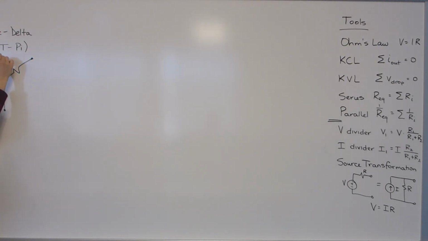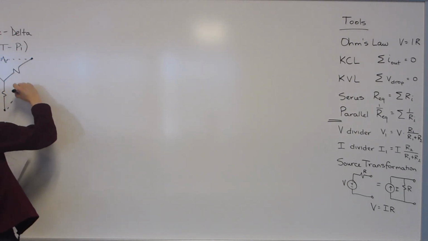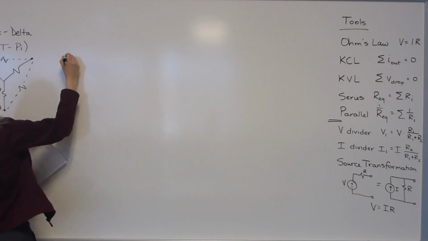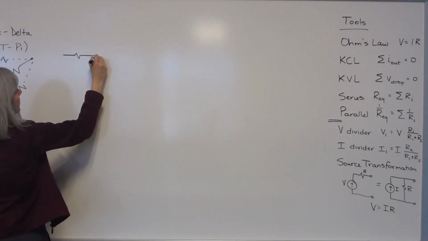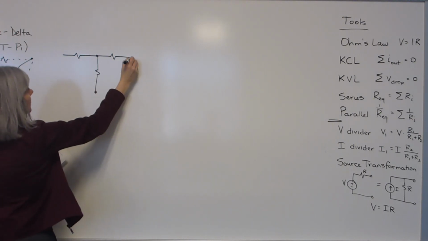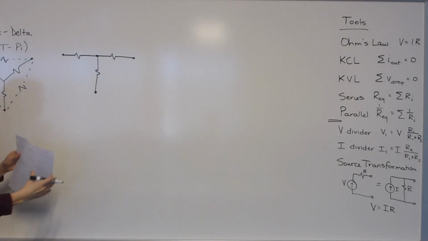I can change it to a delta configuration, where I just put resistors in a delta, and so now it looks like an upside down delta. Additionally, it might look like this instead. This is a T. Clearly all I've done is just pulled this up straight. So the T and the Y are the same.